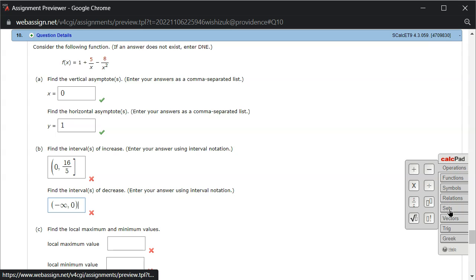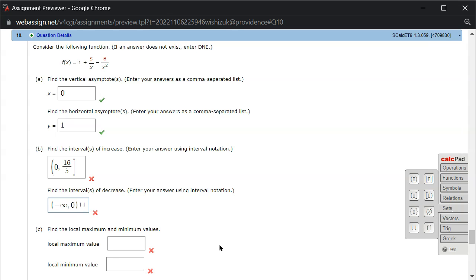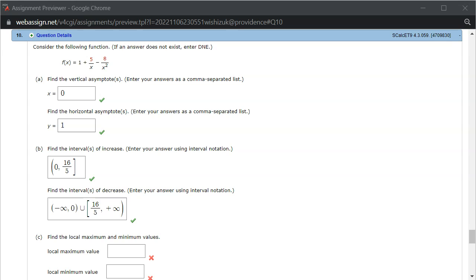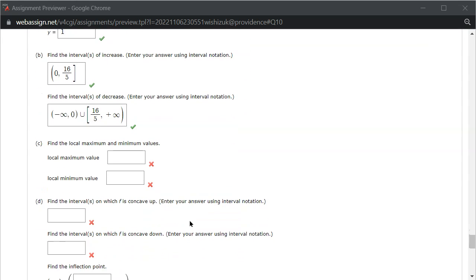And union, set union. And then we're going to start from 16 over 5 to positive infinity. All right, so we have that. All right, let's check the answer. All right, I came back and looks like we got part B correctly. All right, so let's look at part C.